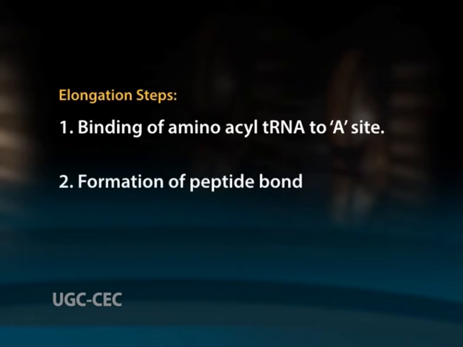Second one, formation of peptide bond. In this step, the amino acid present in the A site of the ribosome forms a peptide bond with the amino acid in the P site. This reaction is catalyzed by the enzyme peptidyl transferase. This enzyme is 28S rRNA, a component of the 60S subunit.